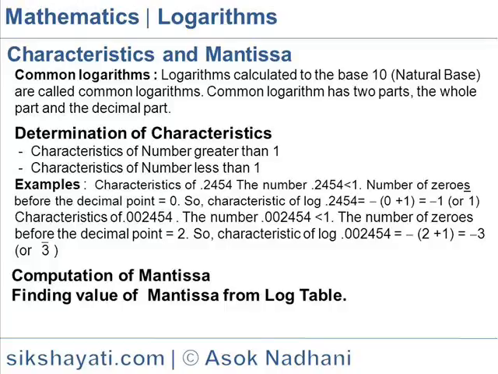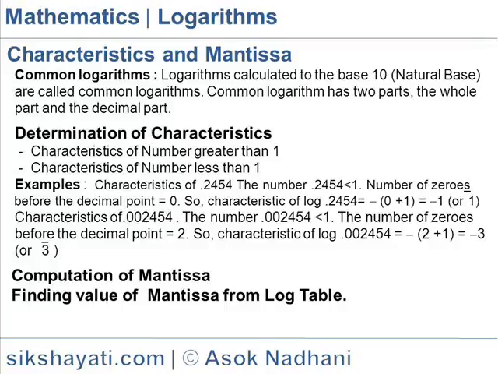Determination of characteristic. Characteristic of a number greater than 1. When the logarithm of a number greater than 1 is taken, first determine the number of digits before the decimal point. Then deduct 1 from the number of digits before the decimal point to get the characteristic.